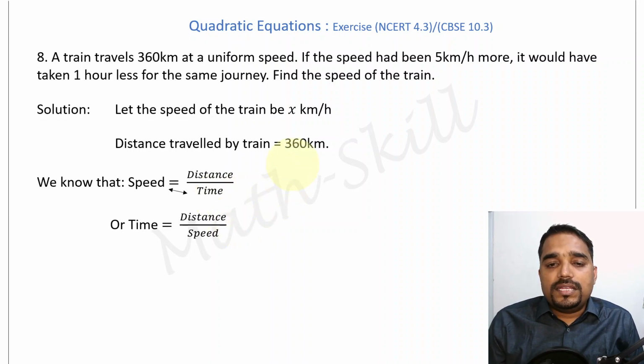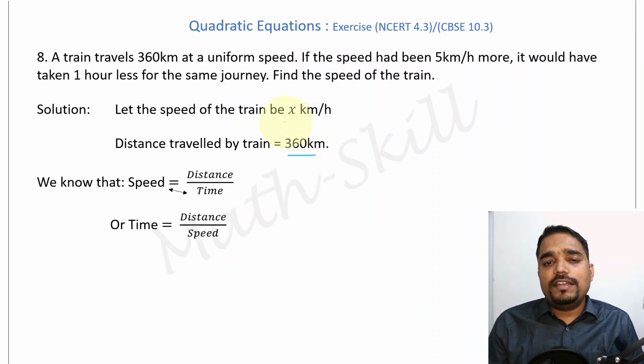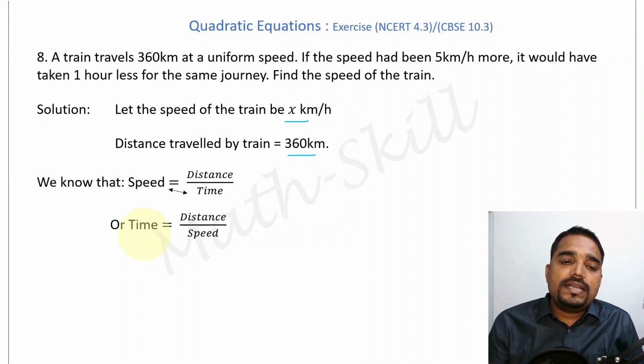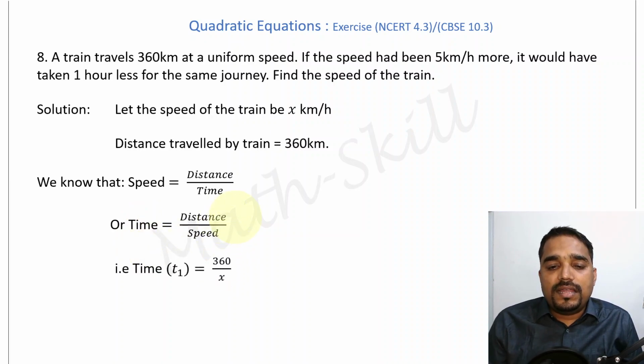Total distance traveled is given as 360 kilometers, and the speed of the train we have assumed as x kilometers per hour. In order to find the time taken to complete this journey, let us take time to be t1, that is, the time taken by the train in the first condition. So t1 is equal to distance, 360 kilometers, by x kilometers per hour, wherein t1 is equal to 360 divided by x hours.